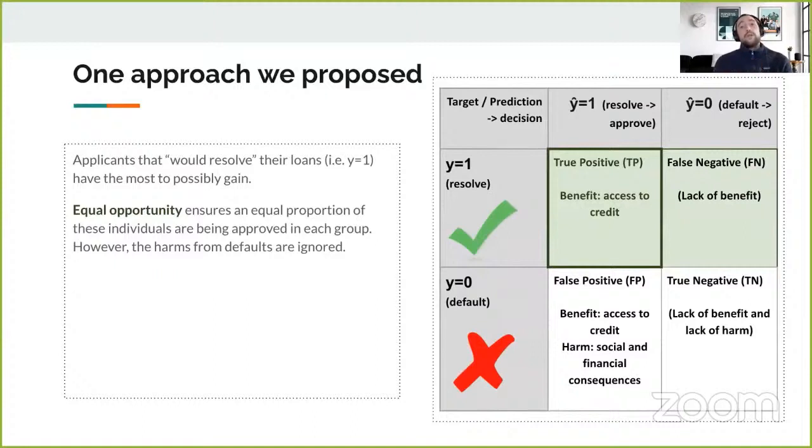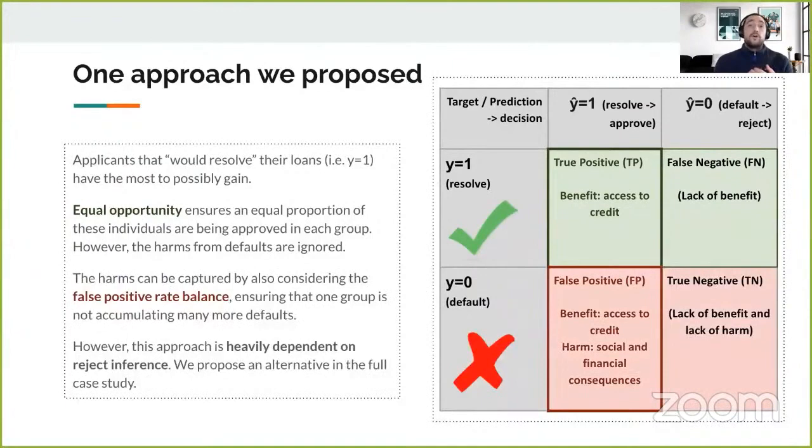So one of the measurement approaches that we proposed for credit scoring in the case study is as follows. We argue that applicants that would repay their loans have the most to possibly gain. And equal opportunity is concerned with exactly these individuals. It ensures that an equal proportion of these individuals are being approved in each group. However, the harms from defaults are still ignored.